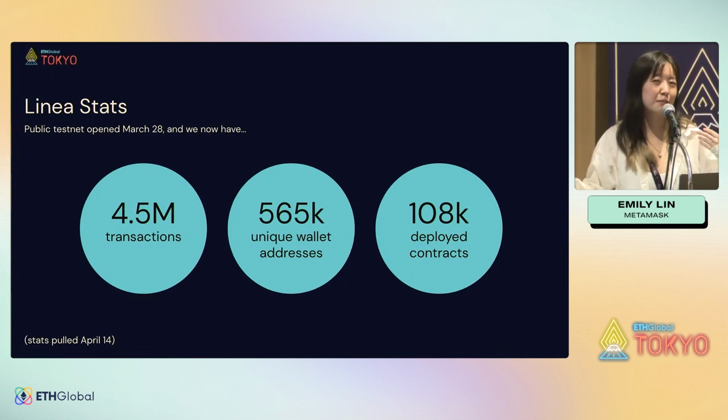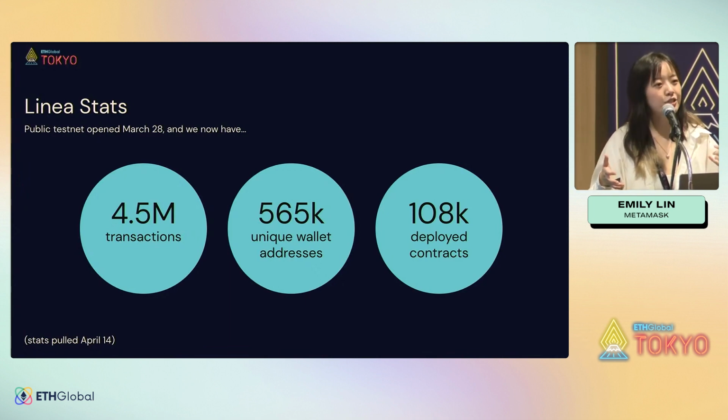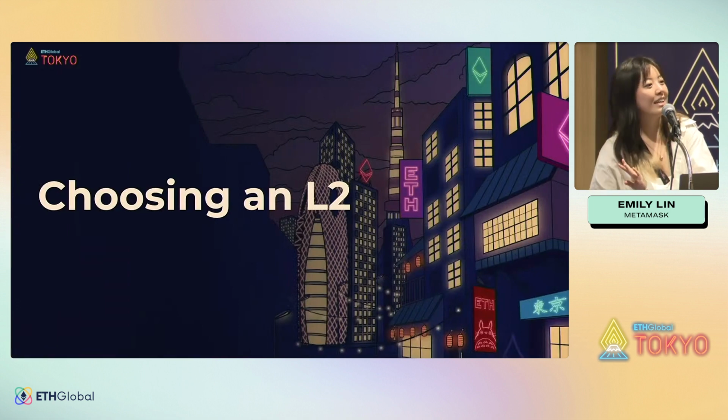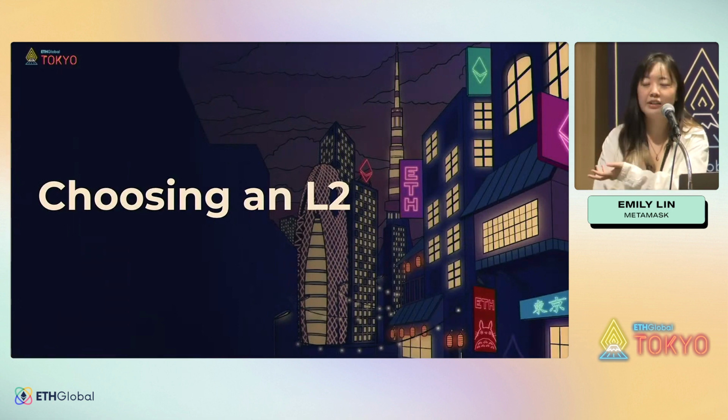Just for comparison, I think Polygon might have less than 1 million transactions right now. There are different reasons for that I can get into later. But there's been a lot of activity. There's a lot of real big excitement. Why exactly is that? Why are people so excited about Linea?